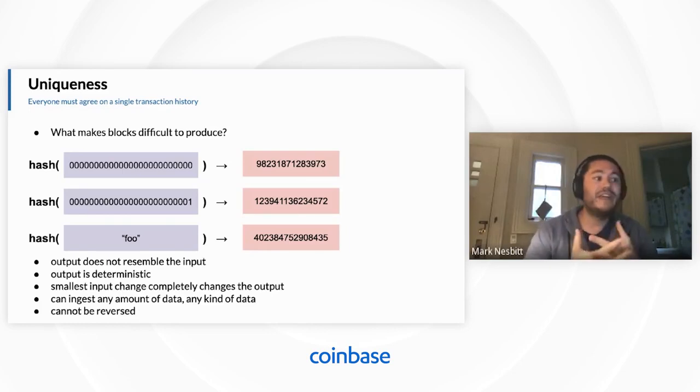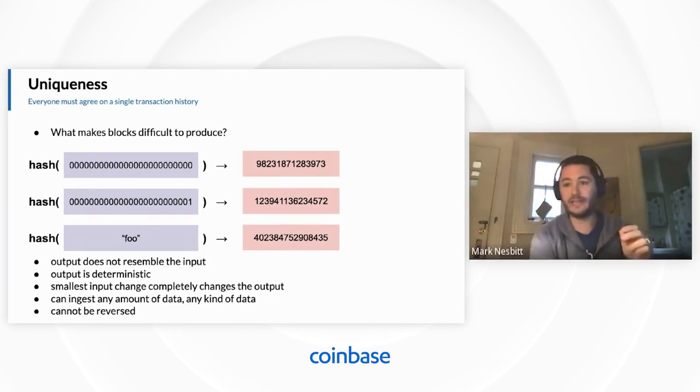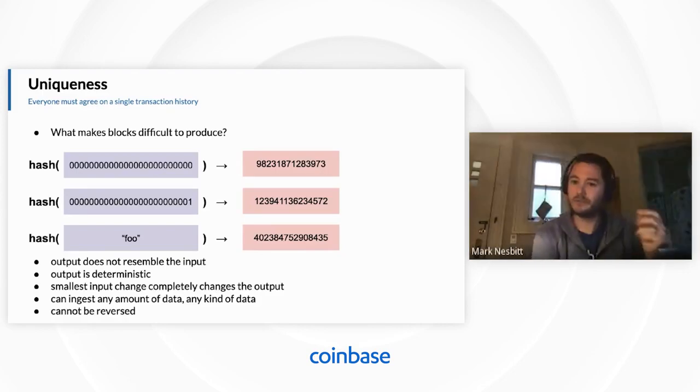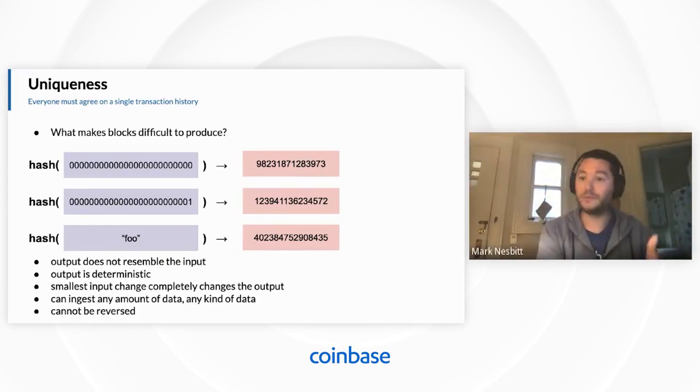It can ingest any amount of data or any kind of data. So a ton of data, like gigabytes, doesn't matter. A single byte. And it cannot be reversed. Because the output is essentially pseudo-random noise, you don't know what was hashed when you look at the output. So this is a hash function, and they're key to being able to make blocks difficult to produce, which allows the unique transaction history.